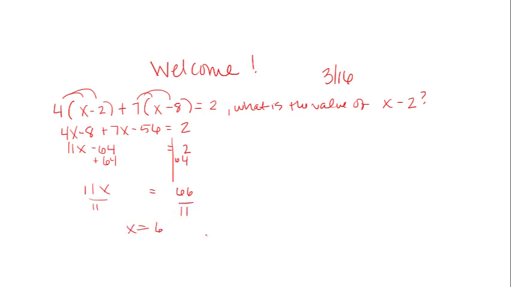And then usually at this point, people are happy that they got their answer, and that's it. Well, if you have time, at least do the prep work: plug that 6 back in and see if it works. So 6 minus 2 is 4. 4 times 4 is 16. 6 minus 8 is negative 2. Negative 2 times 7 is negative 14. Is 16 minus 14 equal to 2? Yes. However, the question actually asks, what is x minus 2?